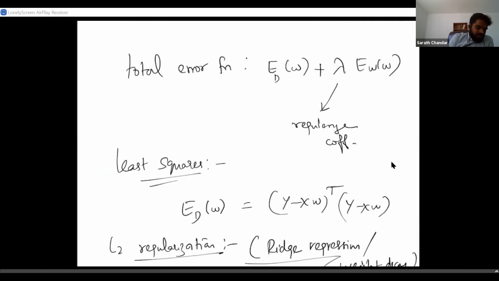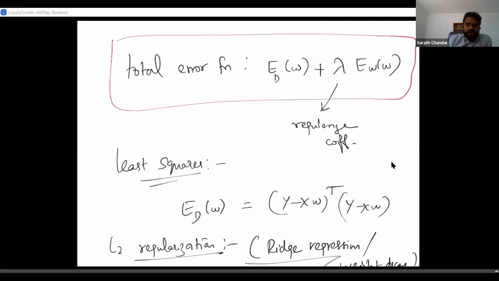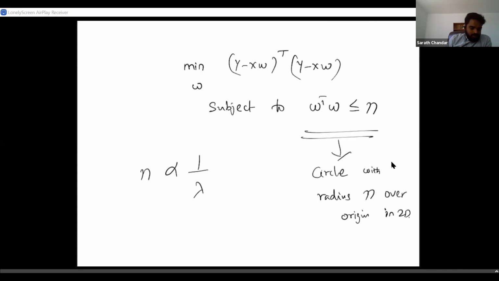If you look at this total error function, which is the least square error plus lambda times the L2 regularization, right? Now this lambda is inversely proportional to eta, which means that if you have a bigger lambda, then you give more importance to the L2 regularization, which means the weights are going to be much smaller. So the eta is going to be much smaller. On the other hand, if you have smaller lambda, it means less regularization. So you have a bigger circle to cover, which means eta is larger.